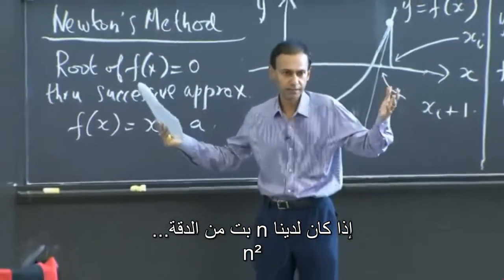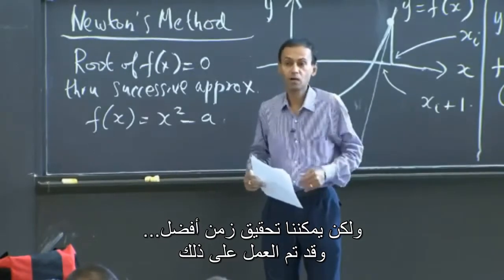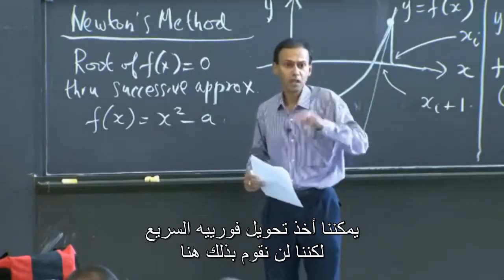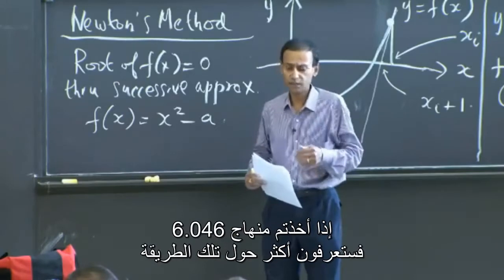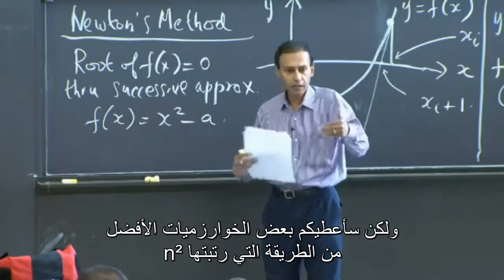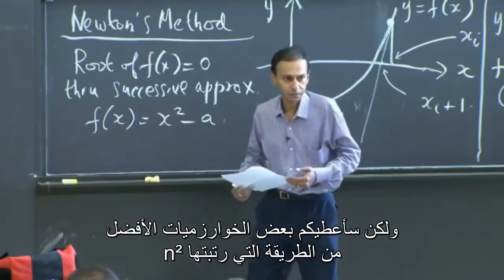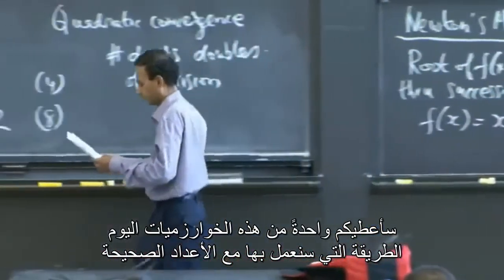N squared, right? But you can do better, okay? And people work on it. You can do fast Fourier transforms. We won't quite do that here. If you take 6046, you'll probably learn about that. But we'll do a couple of algorithms that are better than the order n squared method, okay? And we'll do one of those today.